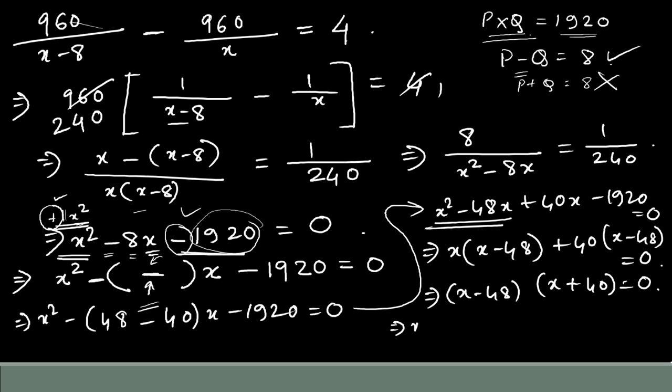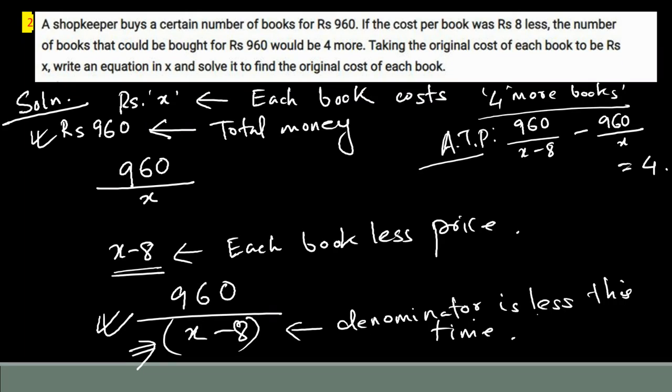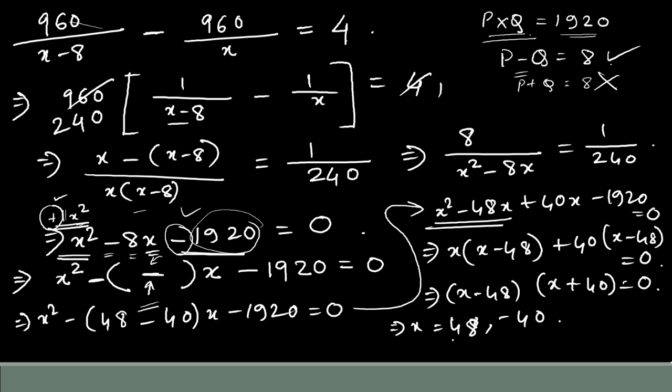Now from here, x can be either 48 or minus 40, right? Now what is x? X is the total money. Each book costs rupees x. It cannot be negative, right? I cannot say I have minus 10 rupees; I can say I have 10 rupees, 20 rupees. Similarly, here also, x cannot be negative. Since x cannot be minus 40, therefore x has to be 48. Our constraint is that x cannot be negative.